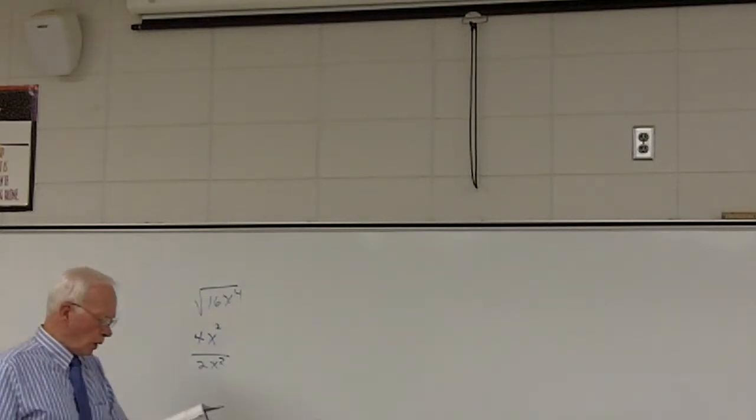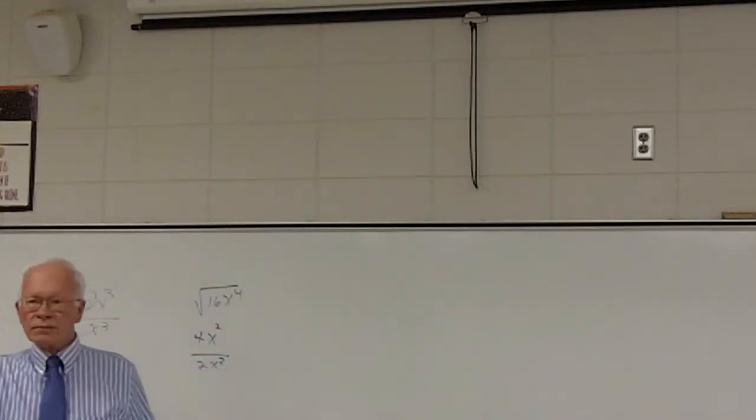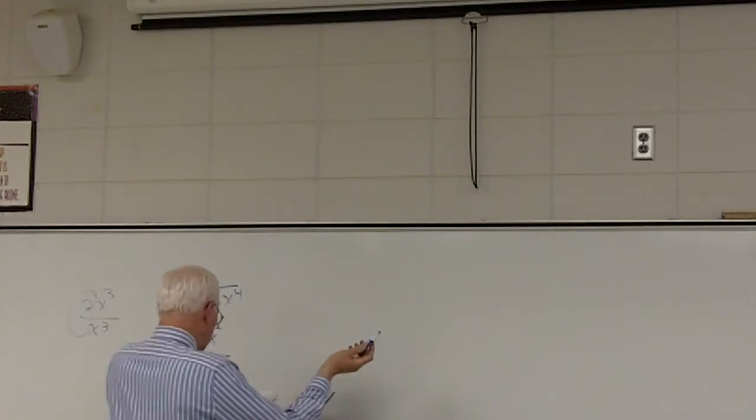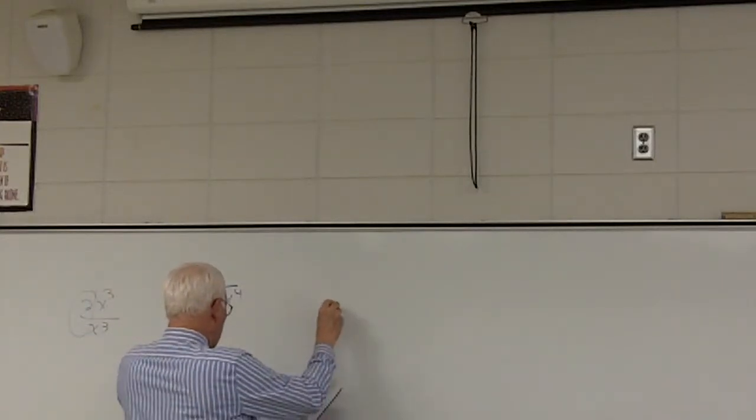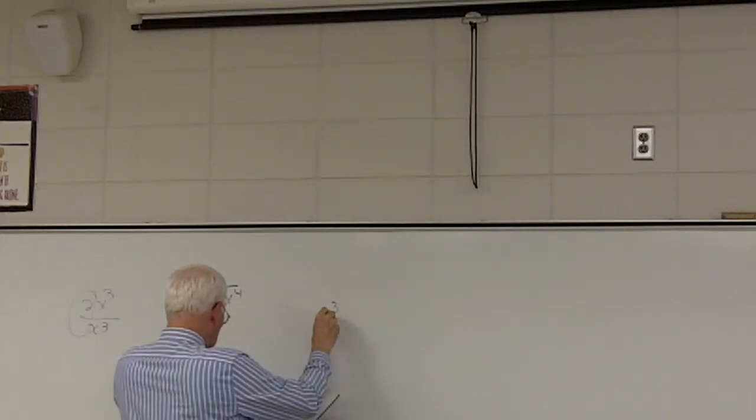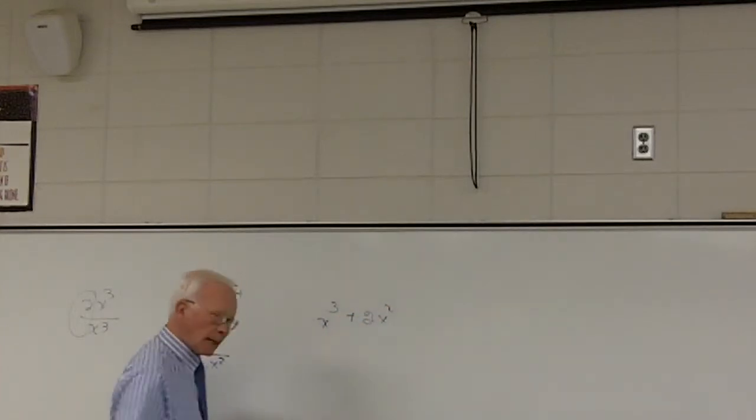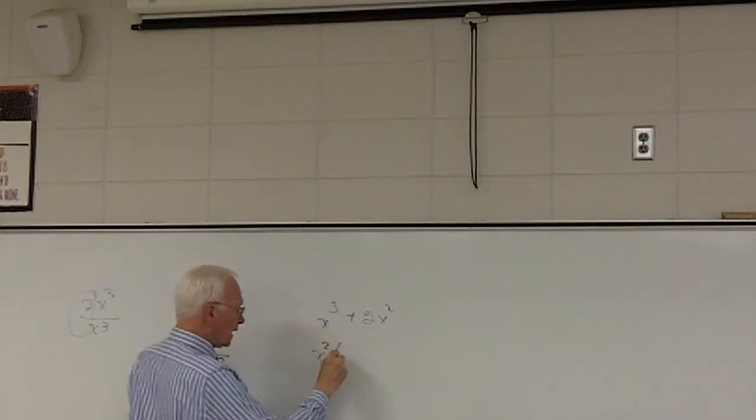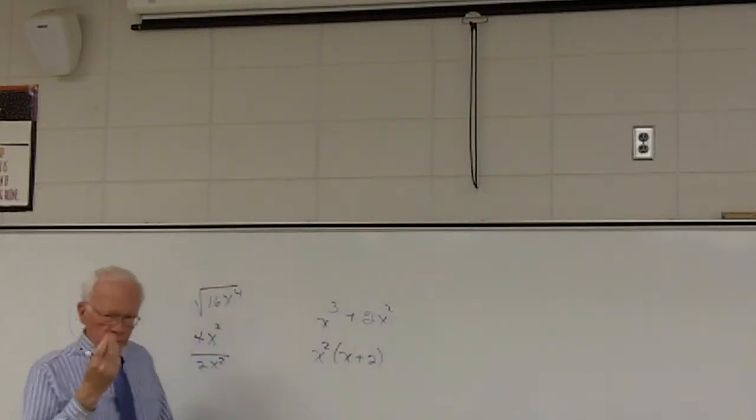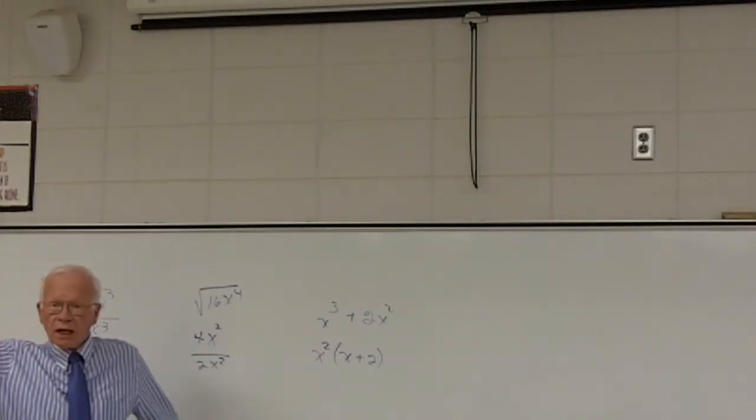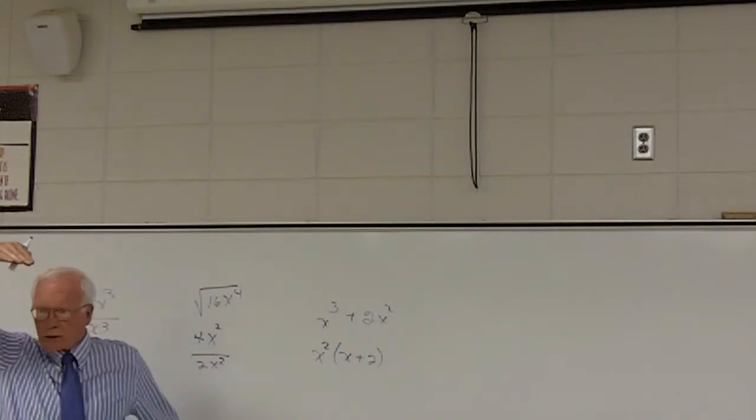Now you said vertical ones, and how do you get vertical asymptotes? 0 in the bottom. Always 0 denominators. Set the denominator equal to 0. Which one are you going to look at? I don't care. Both of them? Sure. Okay, here we go. x cubed plus 2x squared. Take an x squared out, and I get an x plus 2. So negative 2 and 0. Those are vertical asymptotes. Any more questions on this?